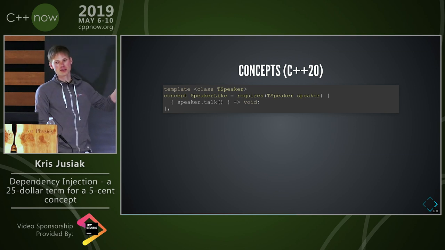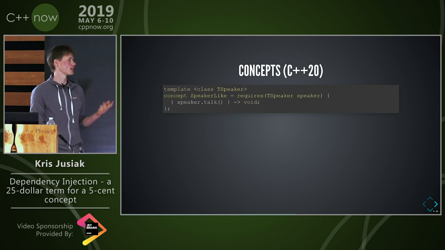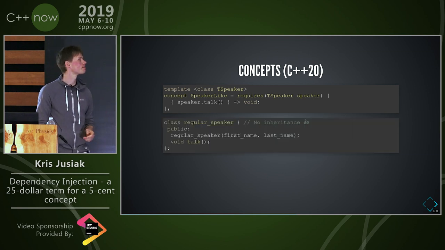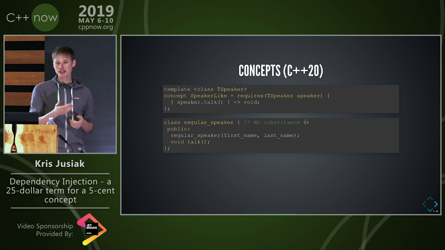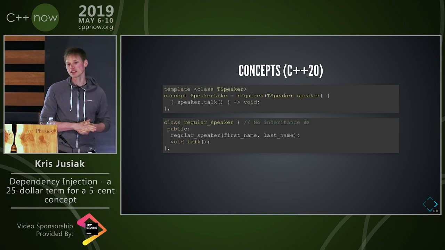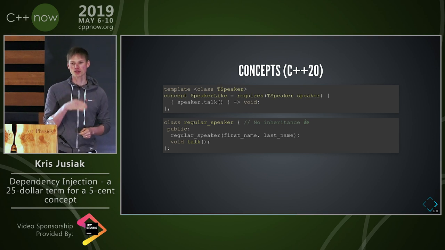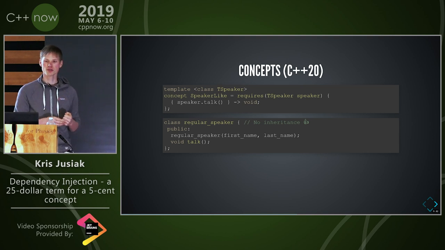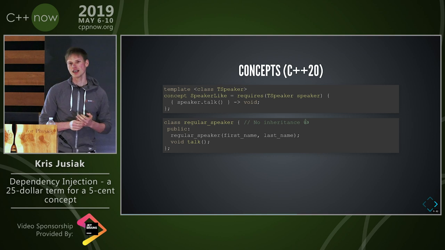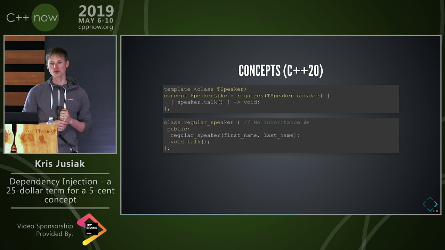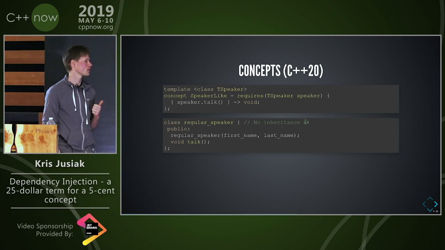So that would be kind of similar to the object-oriented interface for the speaker before. So the implementation of the speaker will be basically the same as before, just no inheritance, because we don't have to inherit from a concept. That's why it's much better than the inheritance on its own, because we're not coupling to the speaker-like kind of thing. So that's positive.